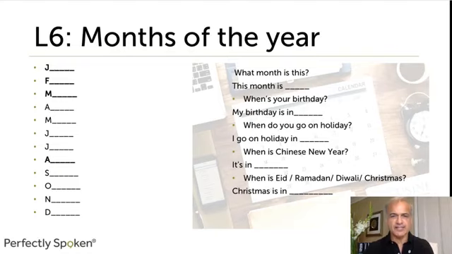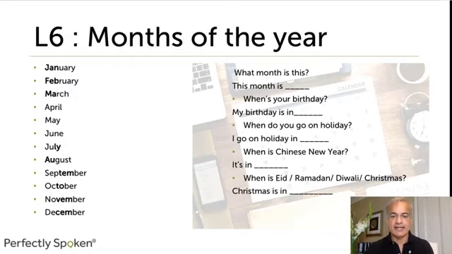What month is this? When's your birthday? When do you go on holiday? When's Chinese New Year? When's Eid or Ramadan, Diwali? What month? And quickly, again, please repeat pronunciation: January, February, March, April, May, June, July, August, September, October, November, December.